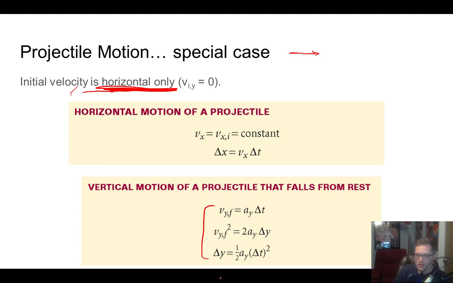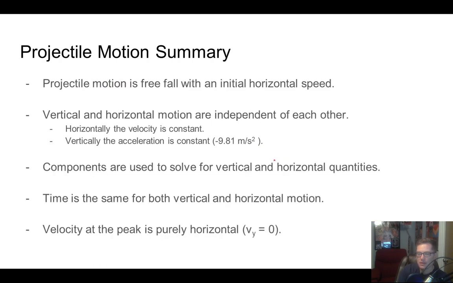Notice that these are exactly the same things you're used to seeing when we talked about kinematic equations in the previous unit. And then our delta x is equal to v sub x delta t, just like before. So just a couple of things, then we'll do a couple practice problems and call it good.